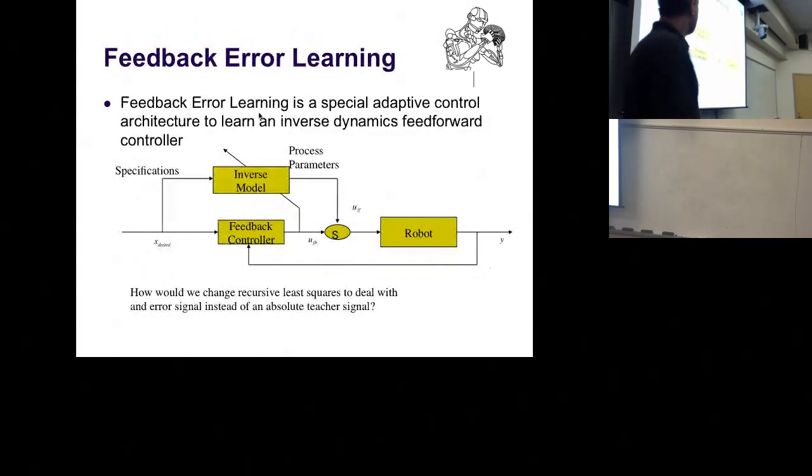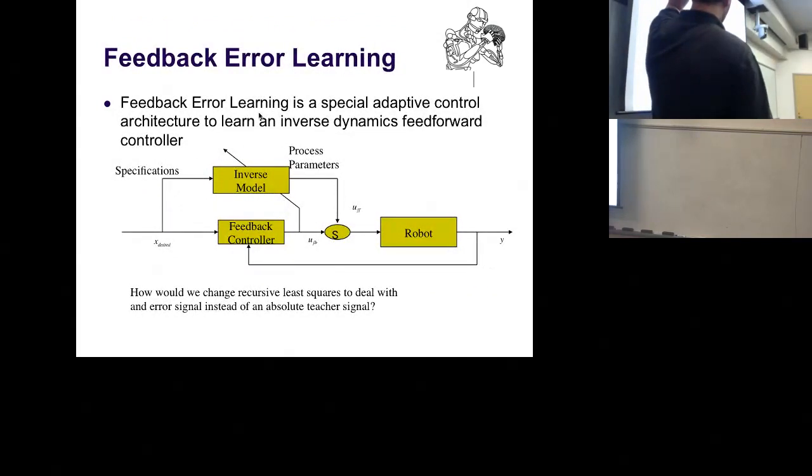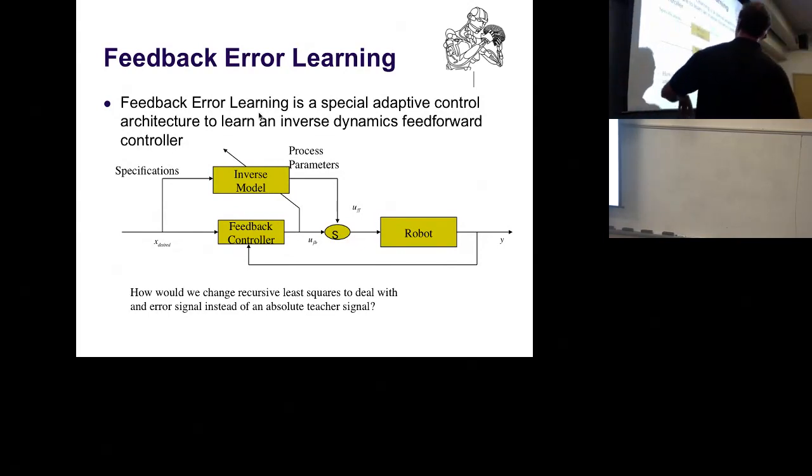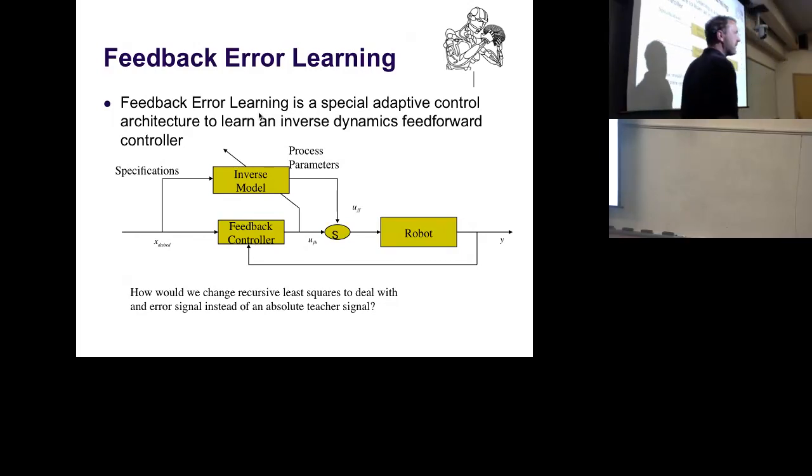Last but not least, there are obviously other schemes for adaptive control which people have been developing. One of them is feedback error learning, which is kind of an interesting idea. Basically, you have a robot and a negative feedback controller, just a regular PD controller, and then you have a model, which adds a motor command as well. If this model were perfect, the feedback controller wouldn't have to do anything. It would have just very minimal effort, since your tracking error would be zero all the time.